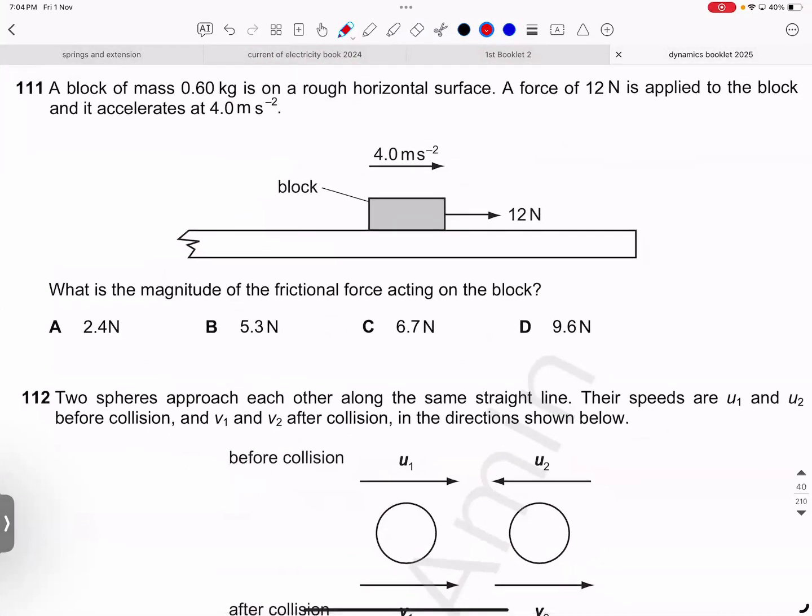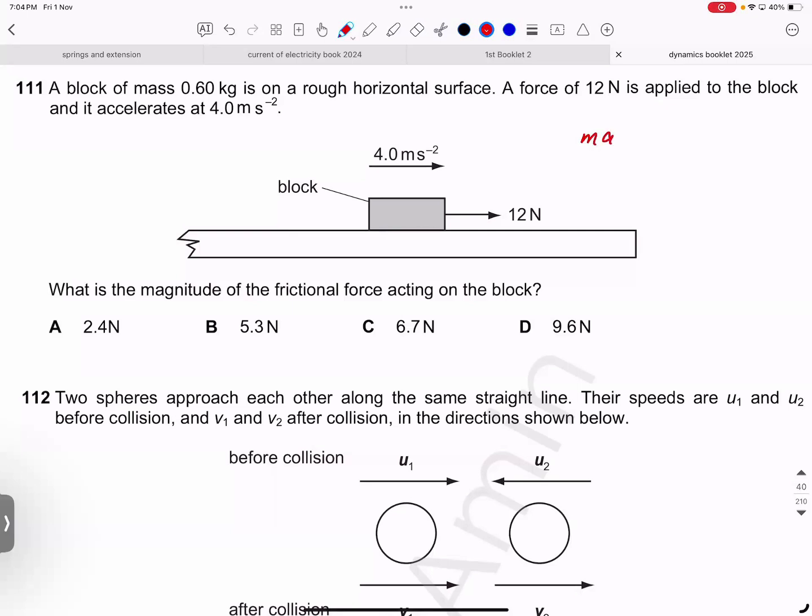Next question. A block of mass 0.6 kilogram is on a rough horizontal surface. A force of 12 Newton is applied and it accelerates at 4 meters per second squared. What's the magnitude of the frictional force?